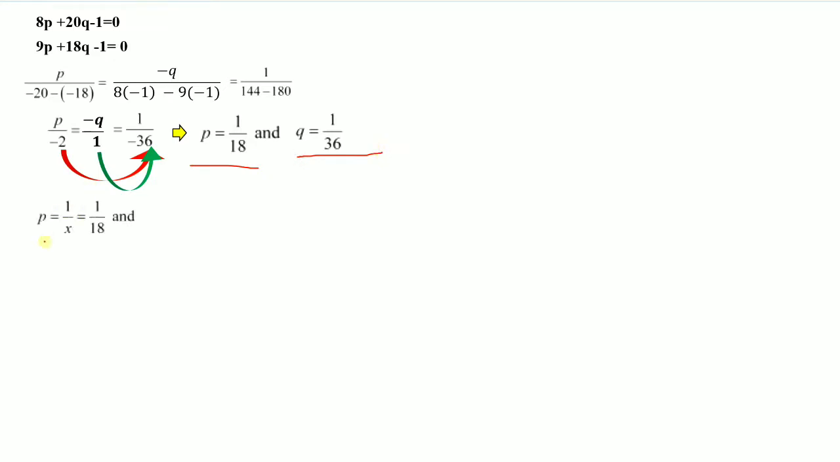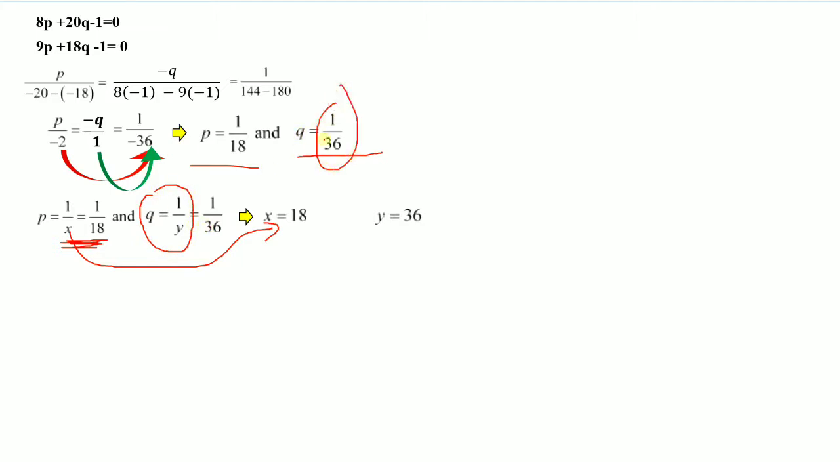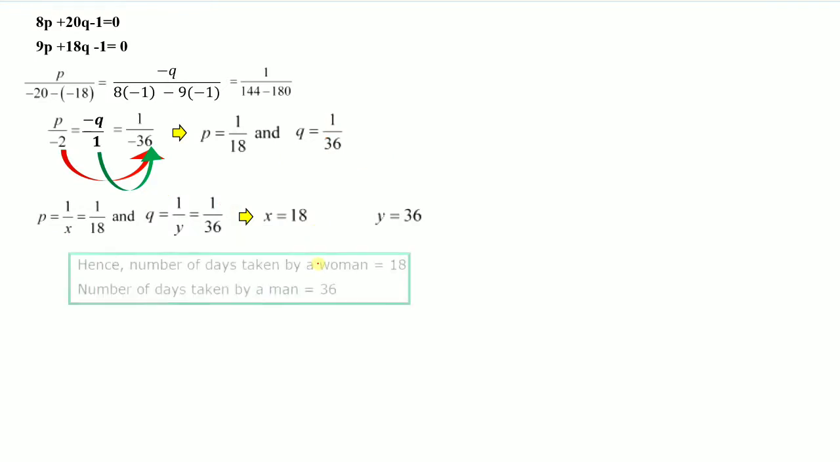We will proceed as we supposed p is equal to 1 upon x, so it is equal to 1 upon 18. Now taking the reciprocal of both sides, x is equal to 18. And as we supposed in the beginning, q is equal to 1 upon y, and q is equal to 1 upon 36. Taking the reciprocal of both sides, y is equal to 36. So x is equal to 18 and y is equal to 36.